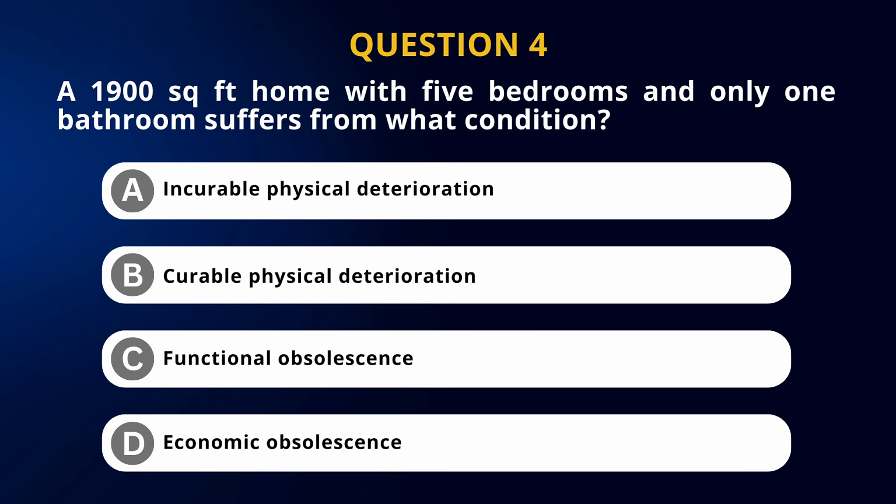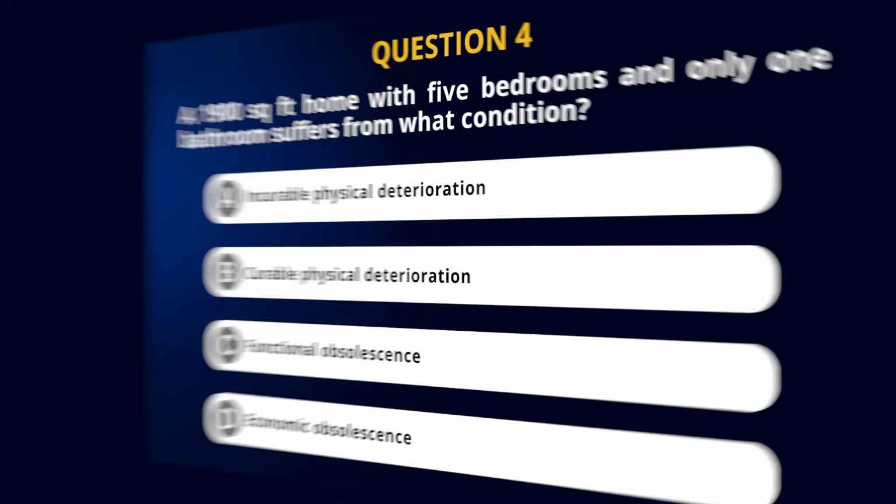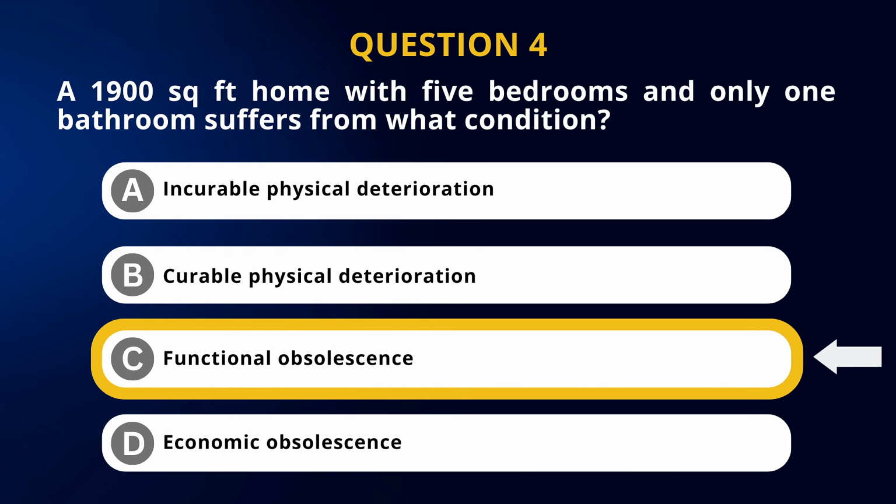Letter A, incurable physical deterioration. Letter B, curable physical deterioration. Letter C, functional obsolescence. Letter D, economic obsolescence. A 1,900 square foot home with 5 bedrooms and only 1 bathroom suffers from which type of condition? And the answer is letter C, functional obsolescence.